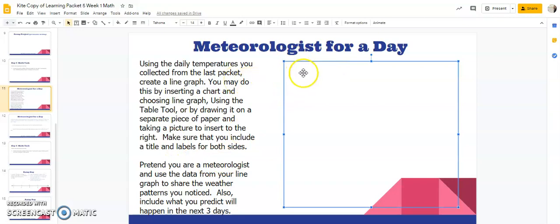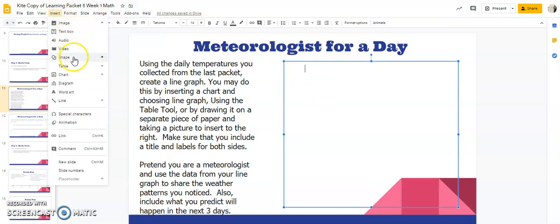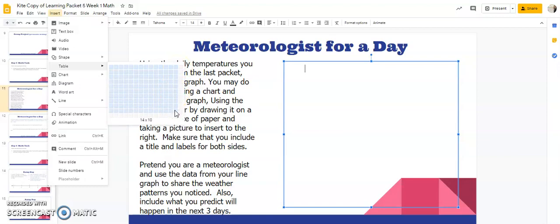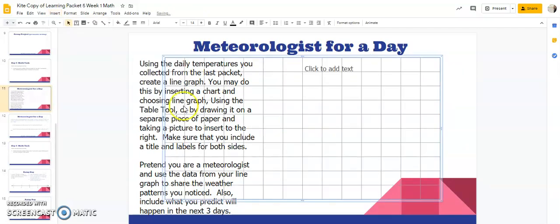So the easiest way to make a line graph digitally is I'm going to insert a table. Now this can get a little tricky sometimes, but I know that I have 14 days worth of data. So I'm going to need at least 14 different temperatures. And I'm going to go ahead and just do 10, because I can always add more later, and I think 10 is a good number as far as the amount that it varies. So we're going to do that.